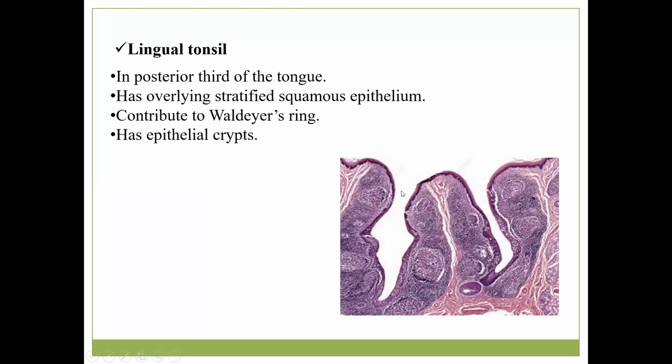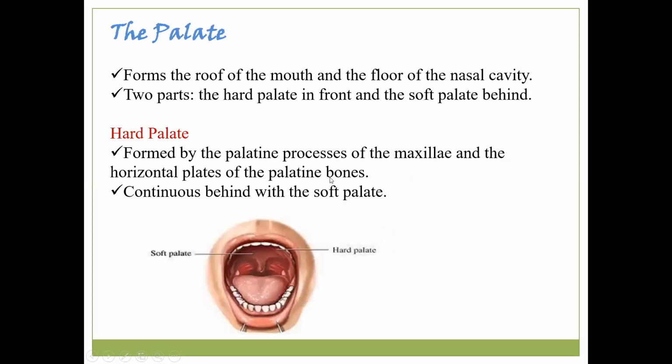and it has these epithelial crypts and these lymphoid tissues, these tiny round things are the lymphoid tissues, and also this lingual tonsil contributes to the Waldeyer's ring. Now let's move on to the palate.